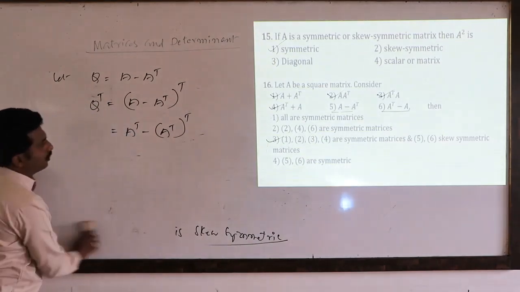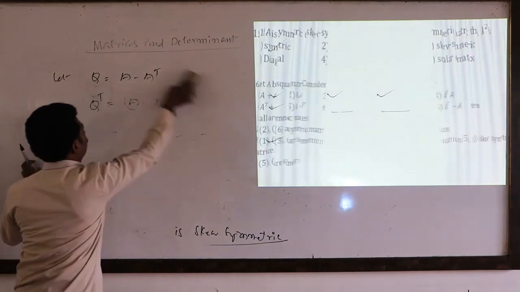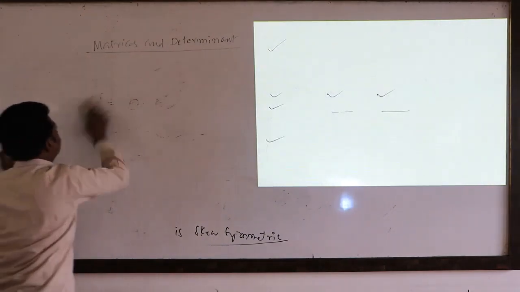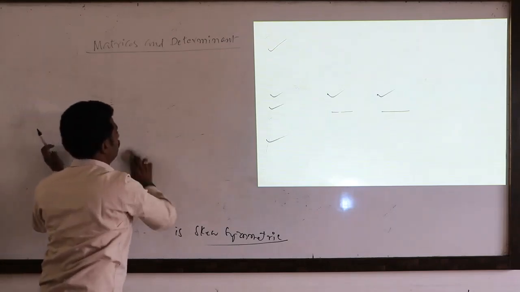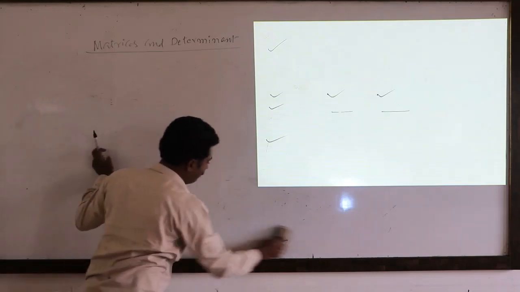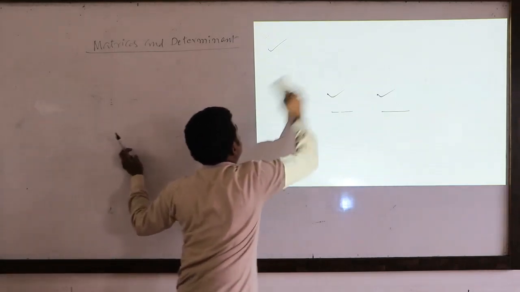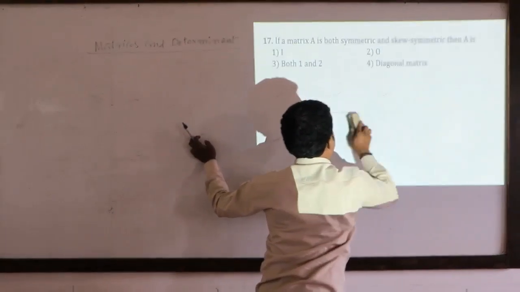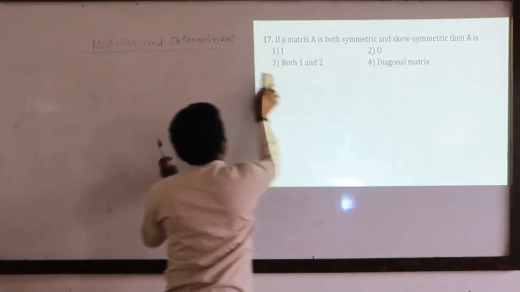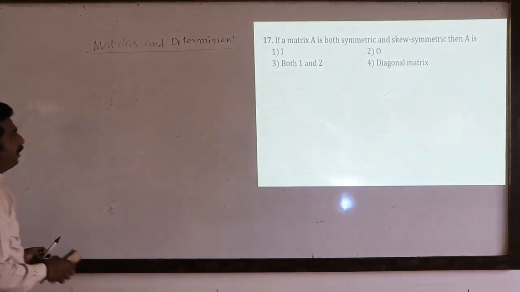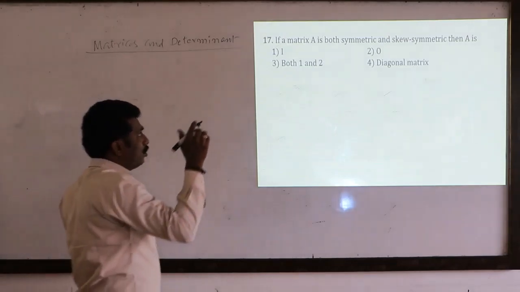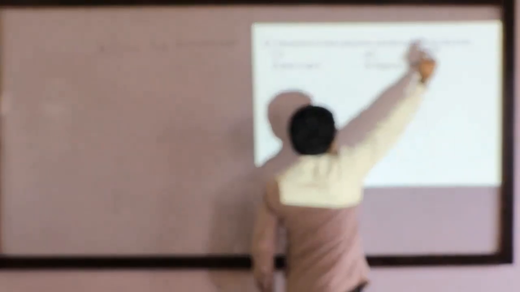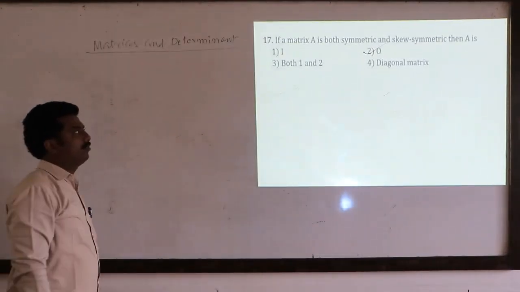Next. Question number 17. If a matrix A is both symmetric and skew symmetric, then the matrix is... So one square matrix, if it is both symmetric and skew symmetric, then 100% that is the null matrix only. That is conceptual.